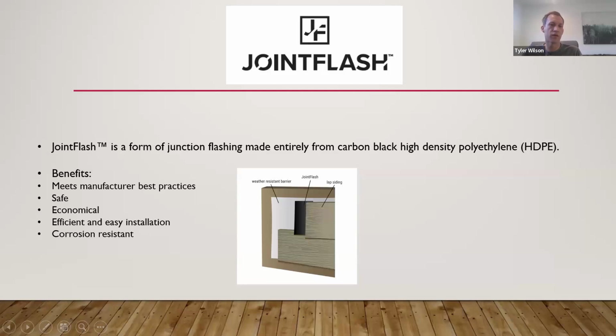So the first one we're talking about is JointFlash. JointFlash is a plastic junction flashing. It's made of carbon black, high density polyethylene, so it's a fancy form of plastic. And it is really applicable to use behind any lap siding.